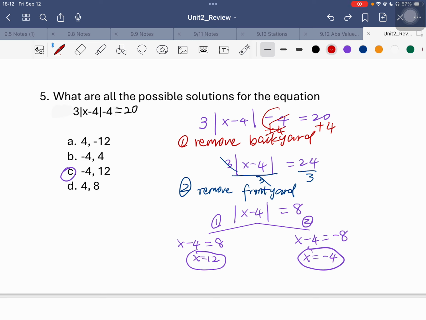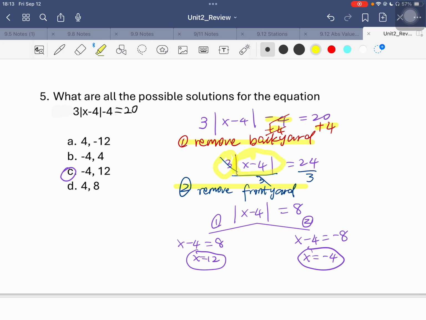We want to remove the backyard first. Always, according to the poster, remove the backyard first. It's -4, so we add 4. Do the inverse on both sides. We add 4 on both sides to remove the backyard. And now let's look at the second step. We want to remove the front yard by dividing 3 on both sides.